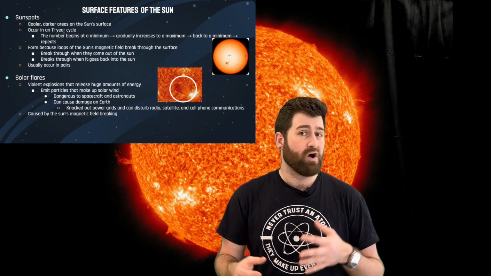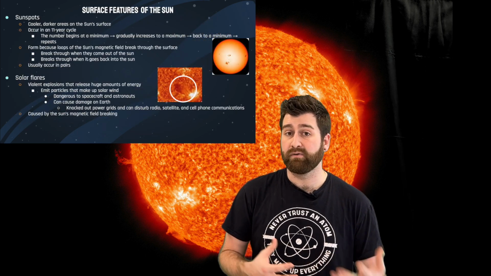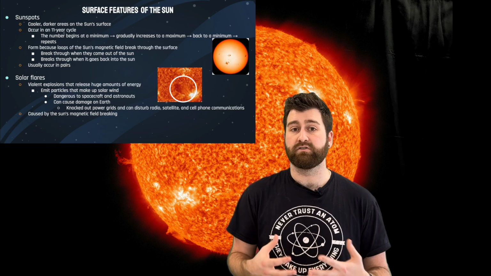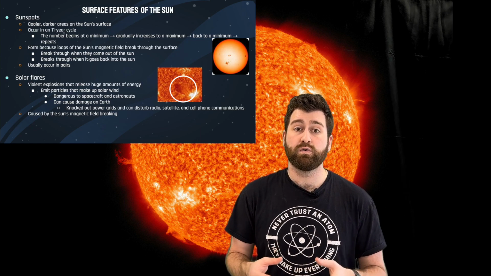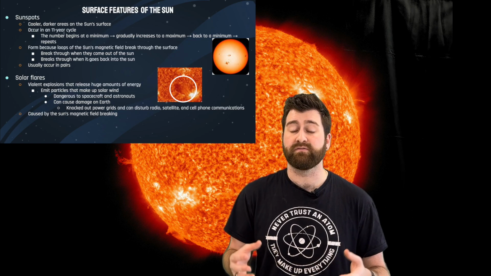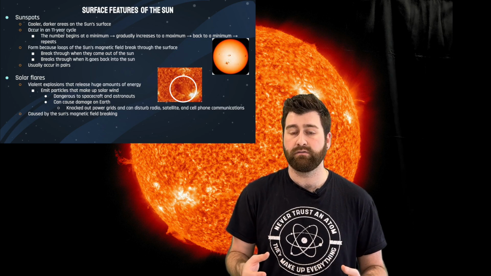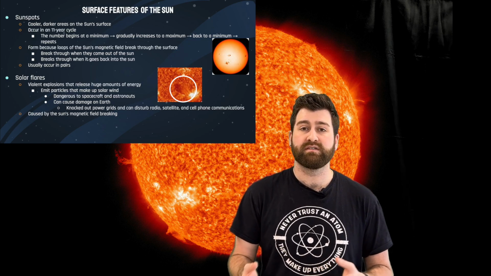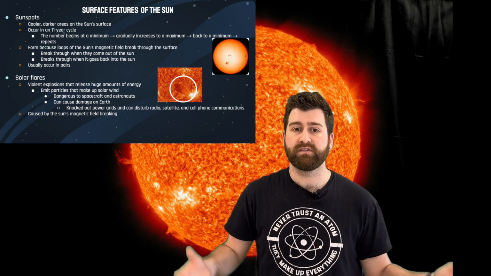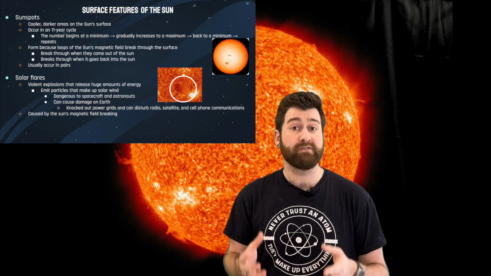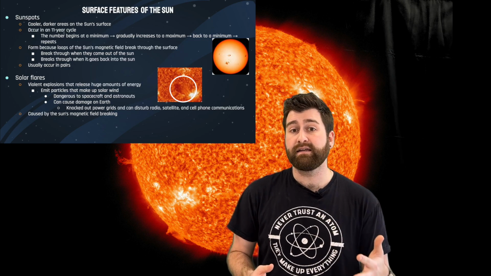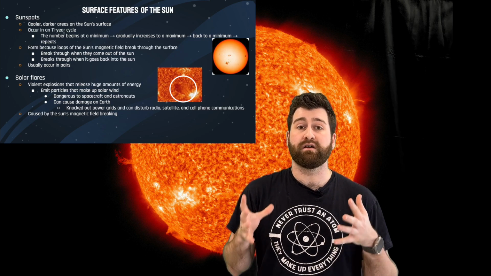Now that we've covered all of the layers of the sun, both inner and outer, let's look at surface features of the sun's surface. There are sunspots, which are cooler, darker areas on the sun's surface that appear in an 11-year cycle. These form when loops of the sun's magnetic field break through the surface of the sun, and they usually occur in pairs. Solar flares, however, are violent explosions that release huge amounts of energy.